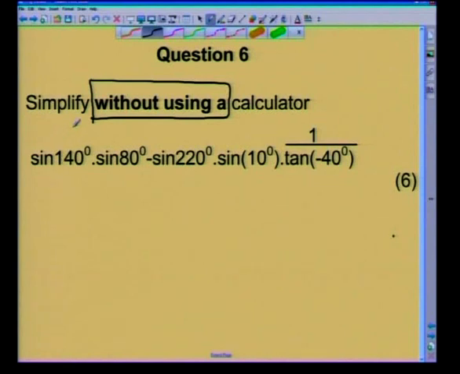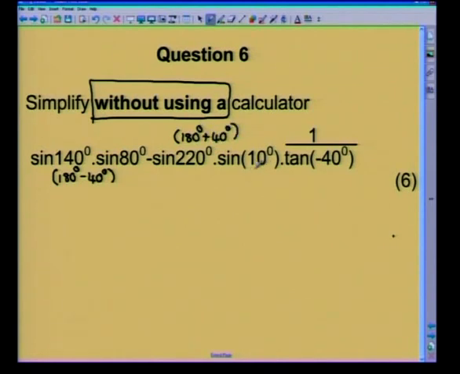Right, now the first thing we're going to do is we're going to reduce all these angles. So 140 degrees is actually 180 degrees minus 40. 80 is already acute, so we're going to leave it alone. 220 can be written as 180 degrees plus 40. 10 degrees is already acute, and in fact that bracket is not really necessary there, but they've put it there so it's fine. And of course this is a fourth quadrant angle. And what do we know about tan in the fourth quadrant? Tan in the fourth is negative. So that's cool. We know what we're going to do there.